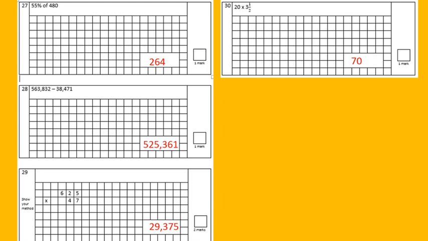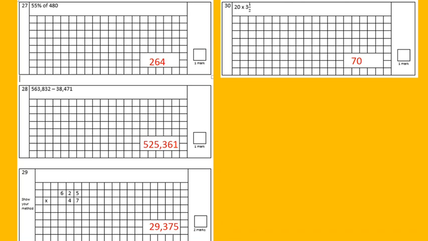Number 29, another 2-mark answer question here. So it's exactly the same as the last one that we did. Circle that 4 so that we know that we're dealing with a tens number. Then you would multiply 625 by 7, and then 625 by 4, but remembering to put your 0 first because obviously you are multiplying by a tens number. So you should have got the answer 29,375.